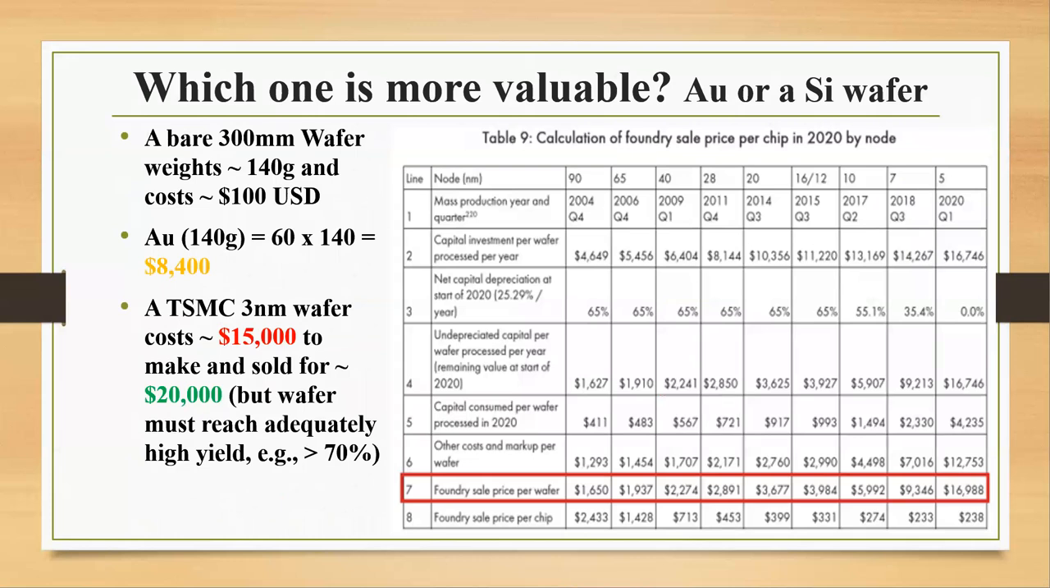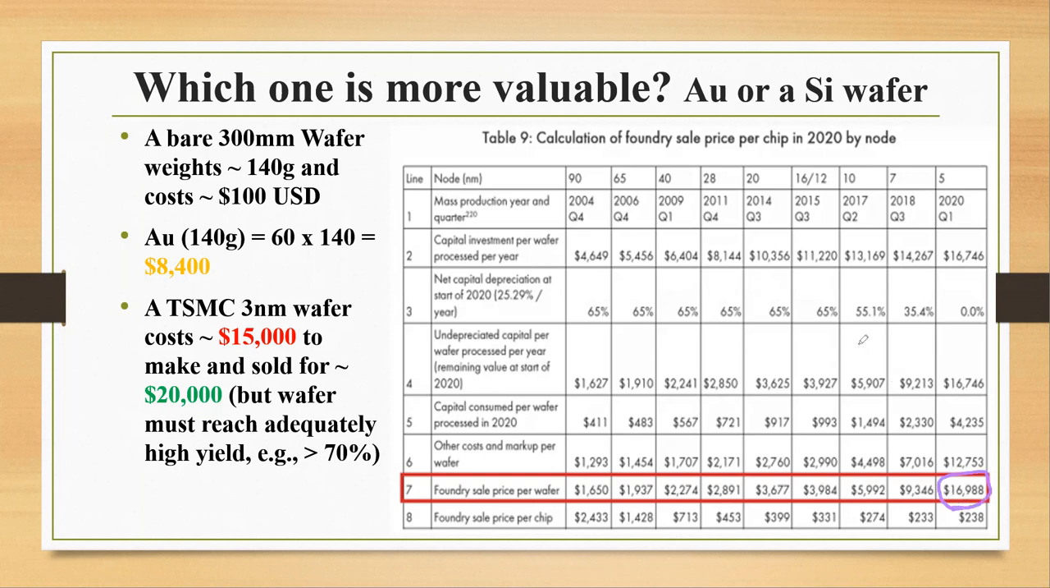This is about the silicon CMOS. My question for you, in this page, I would like to ask you a question. Which one is more valuable, a piece of gold or a silicon wafer? If you look at a report on the sale price per chip in 2020, estimated 2 years ago, and you look at the foundry sale price per wafer, you'll be amazed how expensive a wafer can be sold for.